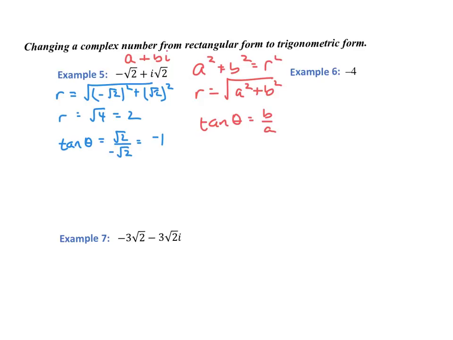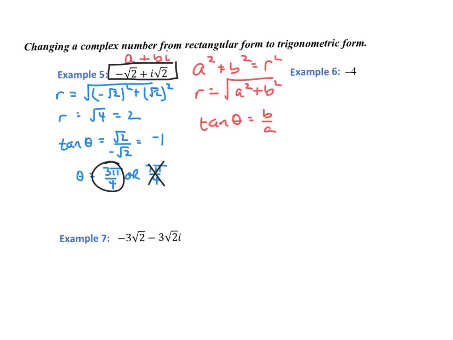Well, reminder that means that tangent of theta is equal to negative 1 at 2 spots. Theta can be either 3 pi over 4 or it can be 7 pi over 4. We talked about this when we were doing our polar coordinates, and you have to be thinking about, if I had to graph my negative root 2 plus I root 2, where would that be? Well, that would be in the second quadrant, which means I'm going to use the 3 pi over 4, not the 7 pi over 4.